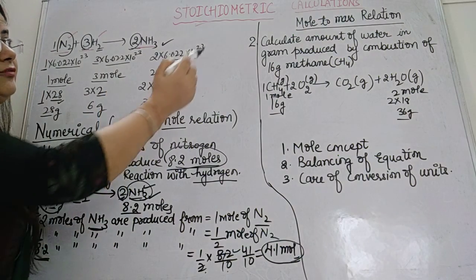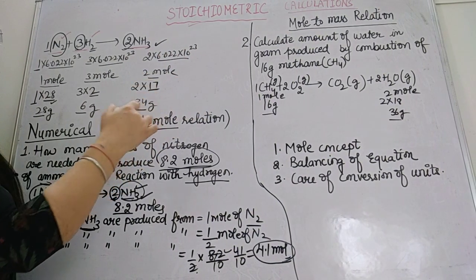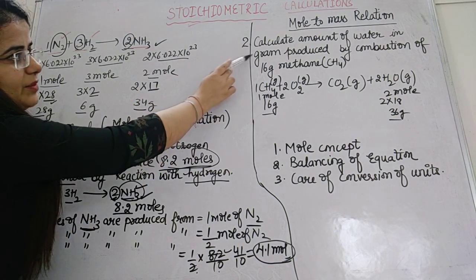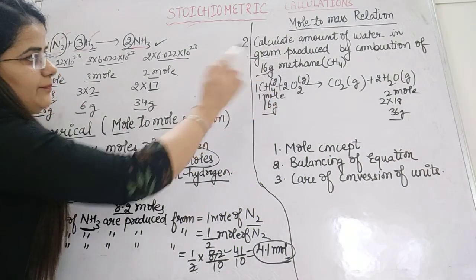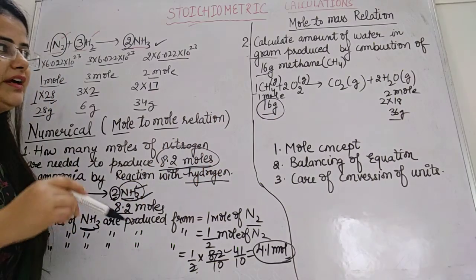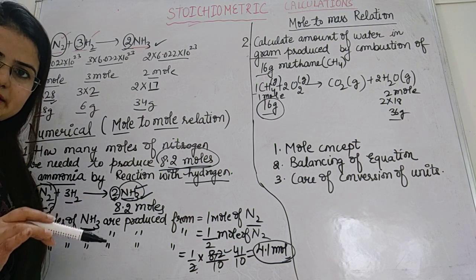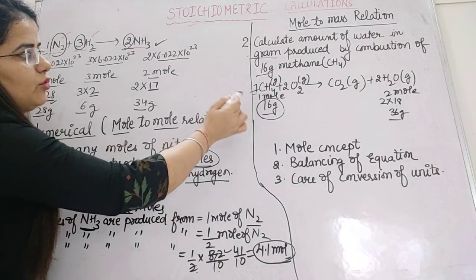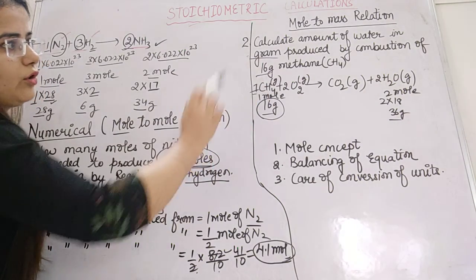Now let's see, if mole is given, right? You can see here mole is given, but from moles you have to calculate mass. Calculate the amount of water in gram, that is, you need to calculate the mass produced by combustion of 16 gram of methane. So 16 gram of methane is given to you. What is the meaning of combustion? When methane reacts with oxygen to give rise to carbon dioxide and water. So you will write the equation and balance it. After balancing, you will find this is 1 mole of methane, 2 mole of oxygen, 1 mole of carbon dioxide and 2 mole of water molecules.